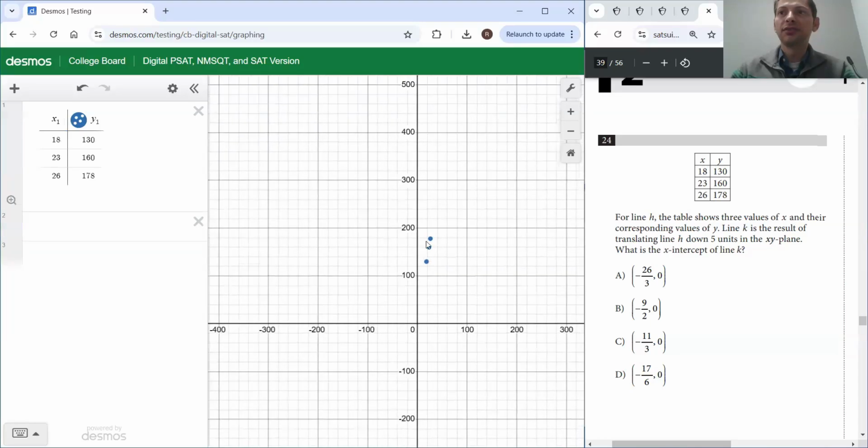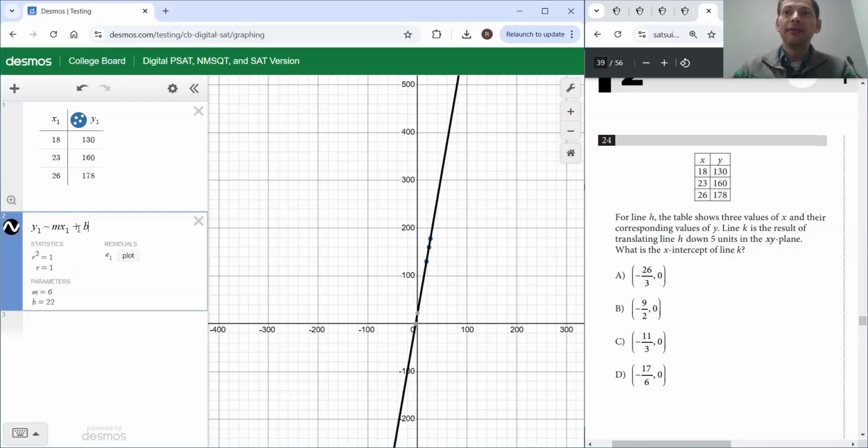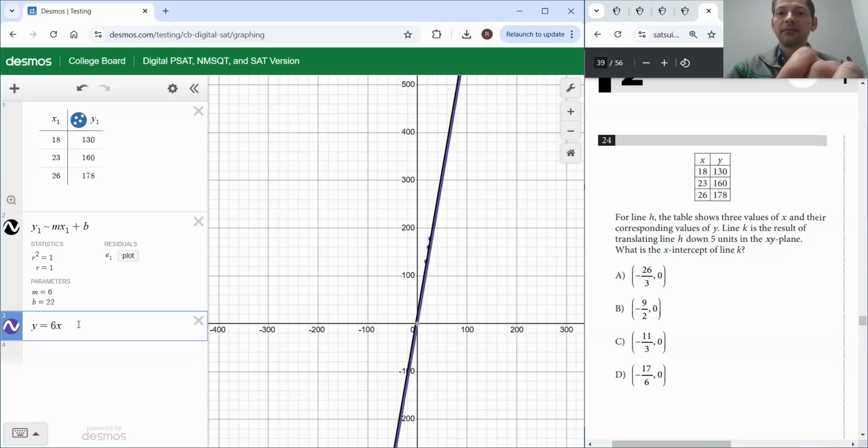Let's zoom out. You see these 3 points over here. So now they're saying that it's still a line. So we can actually calculate the slope and the y-intercept and calculate the line itself, and Desmos can do it for us. So we type in y1, and I use the tilde here, x m times x1 plus b, and boom, it gives me the line. Here, it gives me m is 6, b is 22. I could even type in the line in Desmos, y equals 6x plus 22, right? So that is the line.